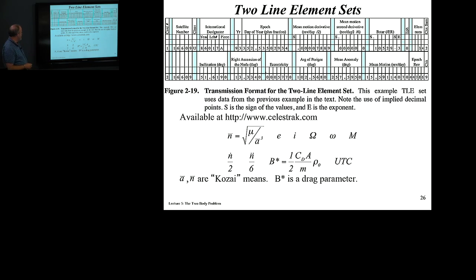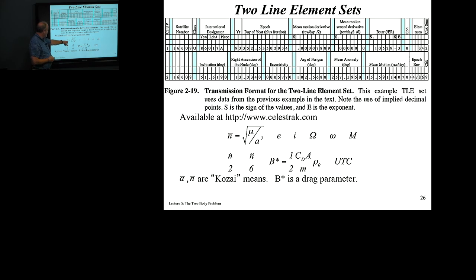But from these two-line element sets, which is really just a big text file, it's the same text file that the Heavens Above website reads in to do, say, the ISS predictions. So we can go through here. You can look at the definition of the terms up here. Some of them you recognize, some of them you won't. I've rewritten them down here.